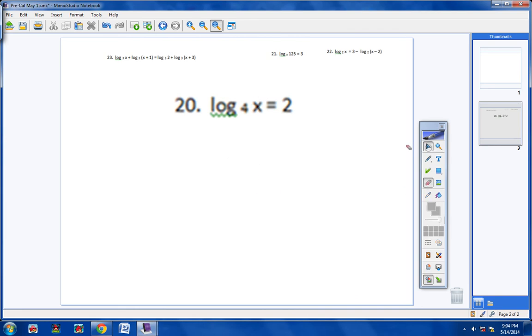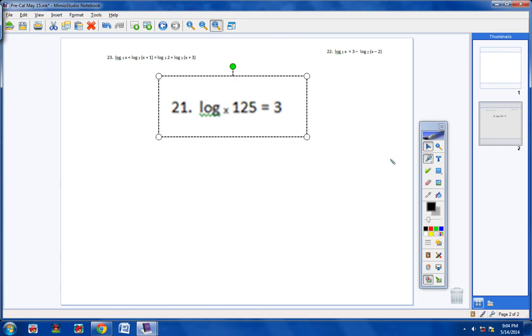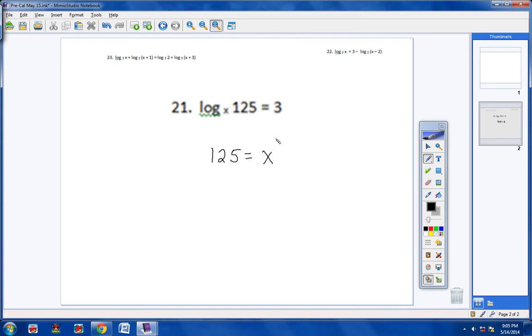All right, let's try one that's a little more difficult, number 21. And actually, it's not too much more difficult. Now, number 21, again, we have one log on one side, so we want to isolate that log. Is there anything to the left of it here? No. It's all by itself. So we're going to write it exponentially. So I should get this: 125 equals x to the third power.